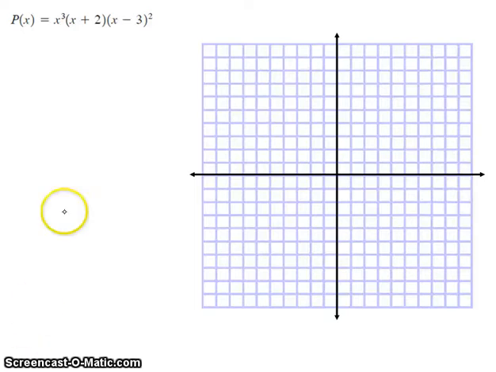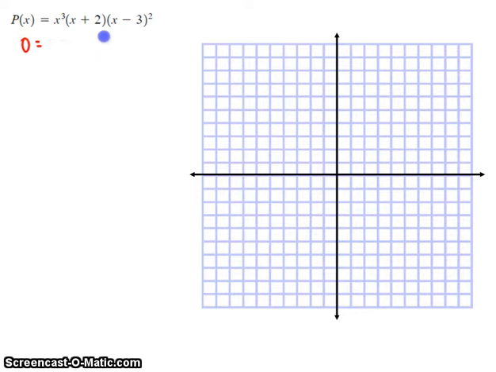In this tutorial I'm going to show you how to graph this polynomial, x cubed times the quantity x plus 2 times the quantity x minus 3 squared. So the first thing that you need to do is take a look at when this polynomial would equal 0, what all the different zeros would be.